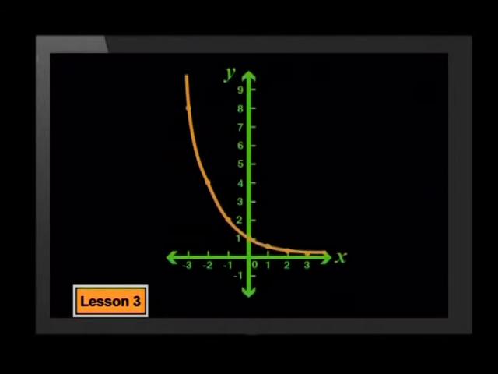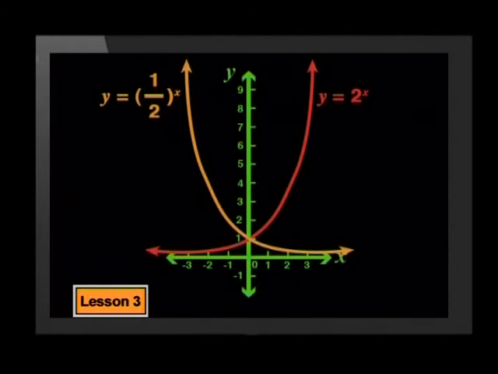We can join the points with a smooth curve, and we can put arrows onto the ends of the graph here. It is the same as the graph for y equal to 2 to the power x. It's just that the one curves down this way, and the other curves down that way. It is a reflection of the graph of y equals 2 to the x.